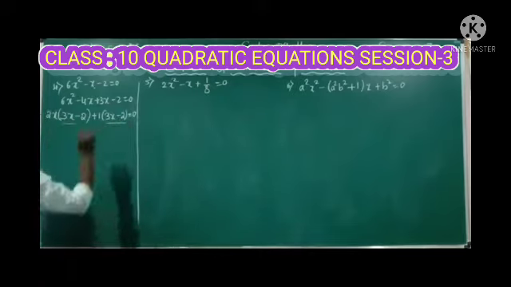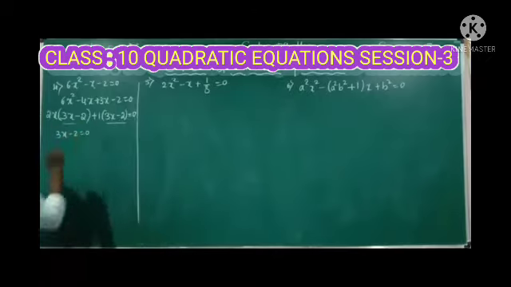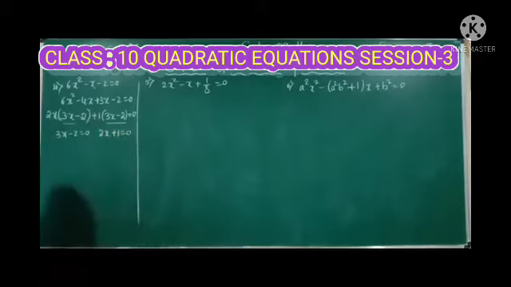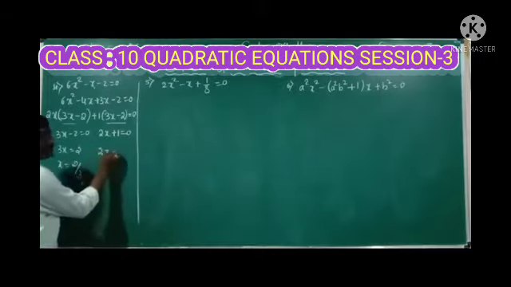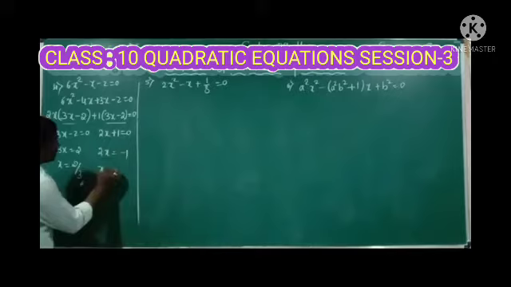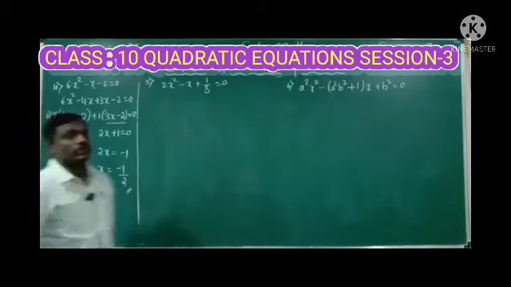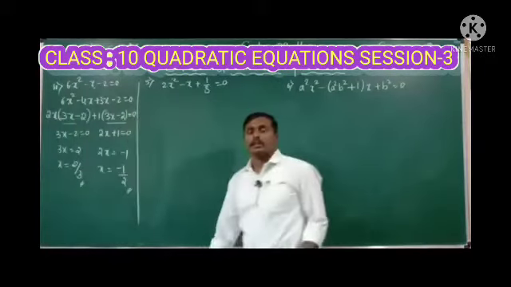So again we are getting two common terms. 3x minus 2 is equal to 0, one term, and 2x plus 1 is equal to 0. 3x is equal to 2 and x is equal to 2 by 3. This is the first root of the required quadratic equation. And the next one is 2x minus 1, so x is equal to minus 1 by 2. So these are the two roots of the given quadratic equation.